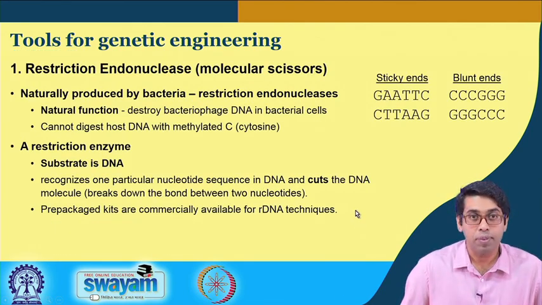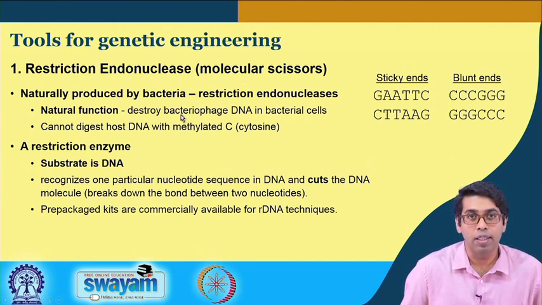So, let us go through these tools that we are going to use for genetic engineering. In this lecture I am going to talk about these tools, and then in the next lecture I will go through a particular enzyme where we will use them specifically to build our clone. The first one is the restriction endonuclease, which is basically the molecular scissors.